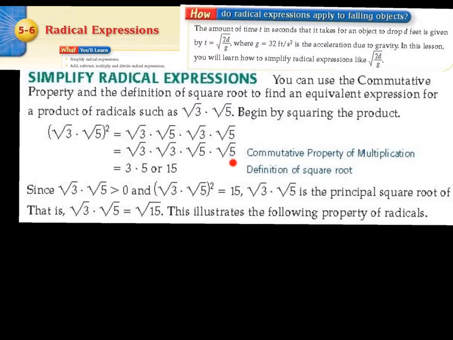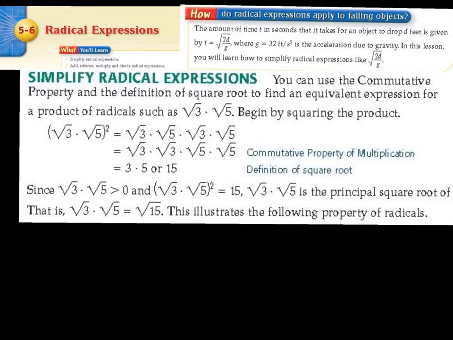Square root of 5 times square root of 5. Square root and squaring are inverse operations. They undo each other, so it's 5. 3 times 5 is 15. Since square root of 3 times square root of 5 is greater than 0, and square root of 3 times square root of 5 equals 15, the square root of 3 times the square root of 5 is the principal square root. That is, square root of 3 times square root of 5 equals the square root of 15.